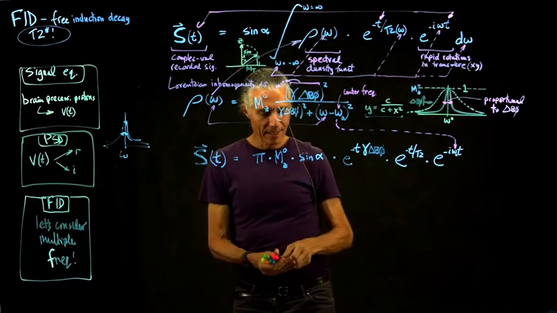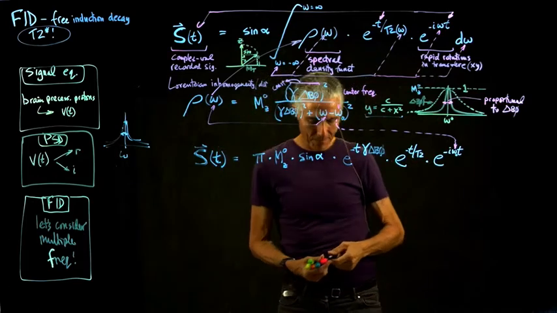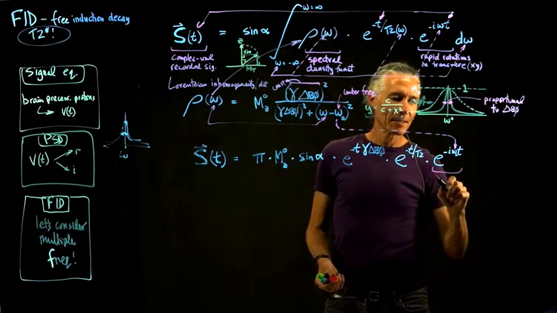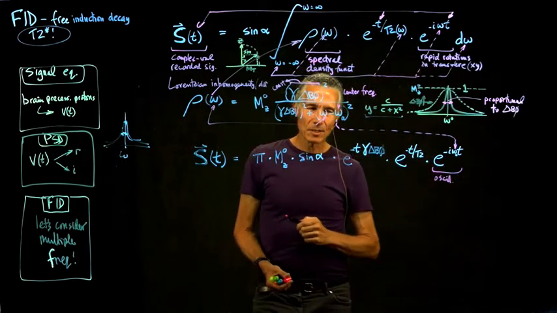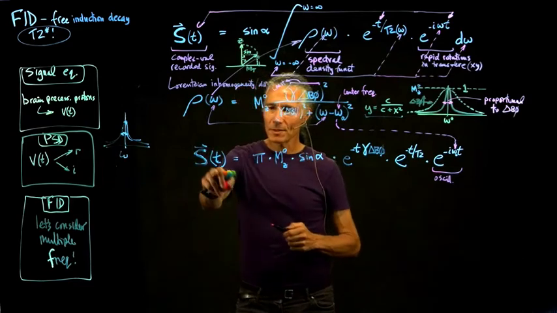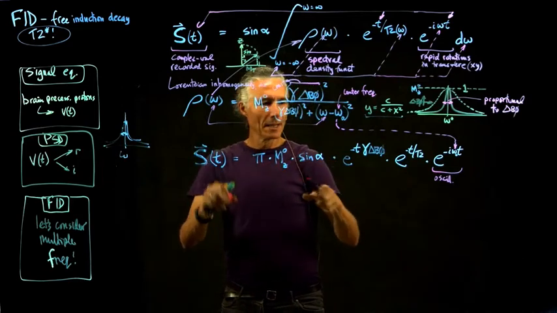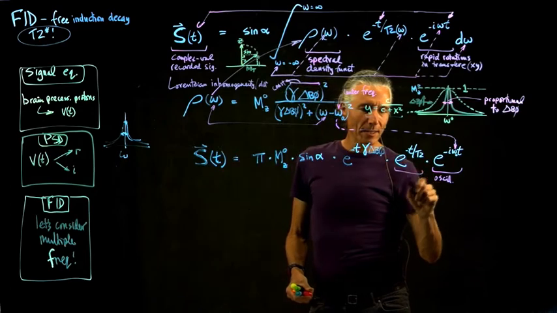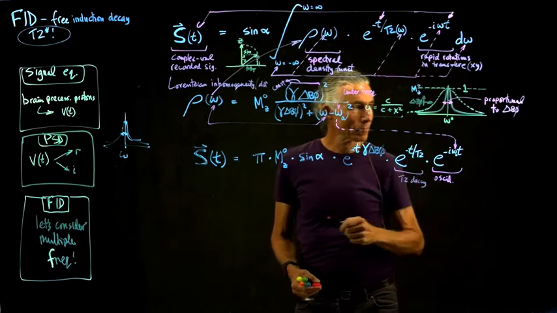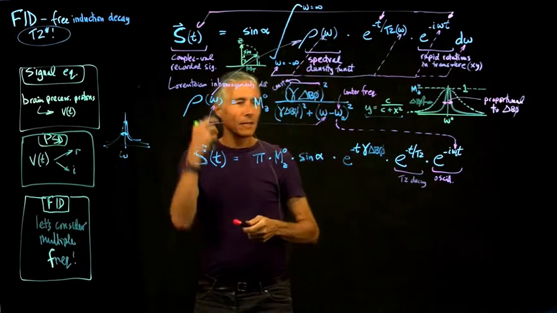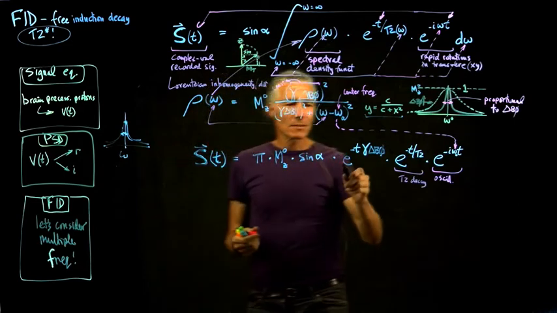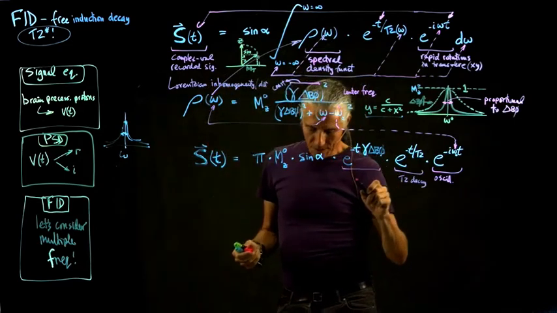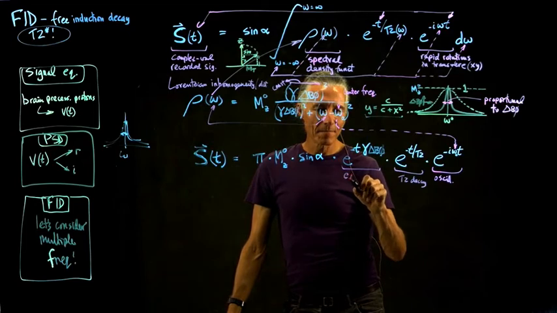So this guy is the rapid oscillations part. These are the oscillations, but they're oscillating at one frequency, the center frequency. So the signal we're going to get out only has one frequency in it. And then it's decaying away. So this is T2 decay. It's decaying away, and then it's also decaying away here. So this one is extra decay.